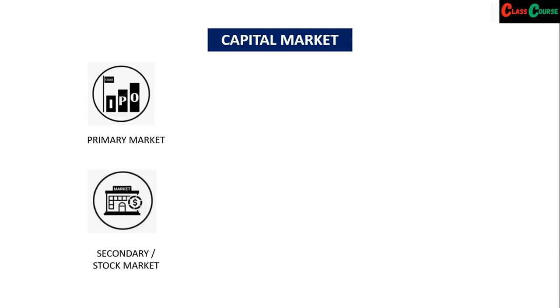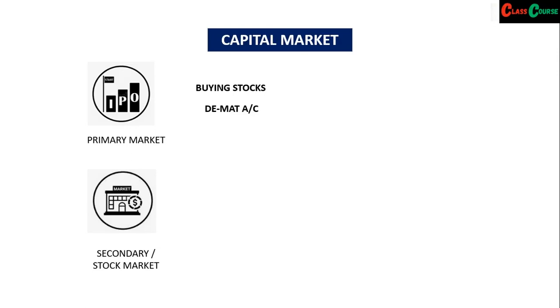Now coming to the capital market, in which there are two markets, the primary market and the secondary market. The primary market means it is an IPO market where you can buy the IPO subscription of that company, which is called buying stock.